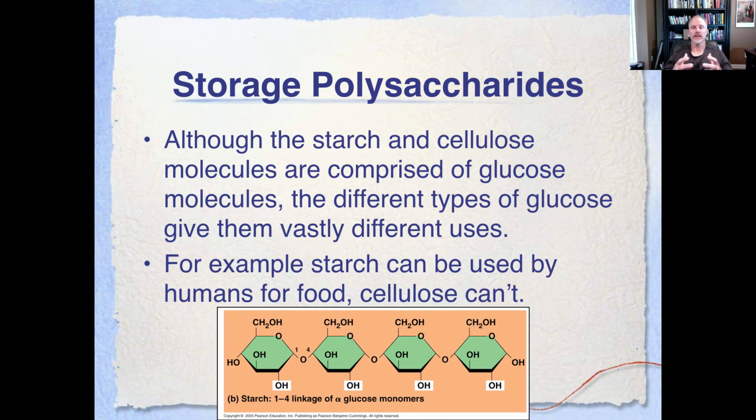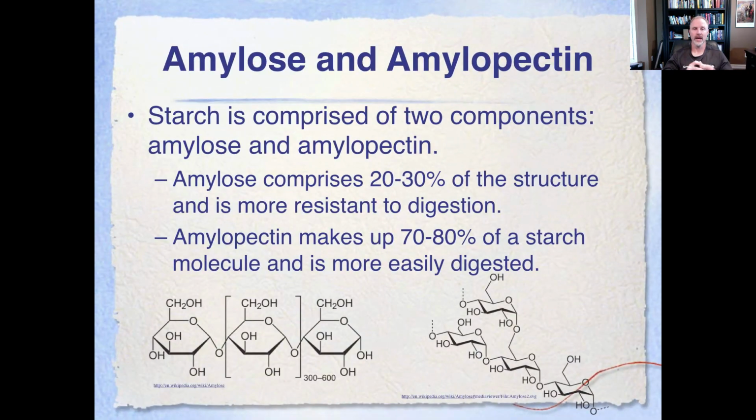Now, some storage types of polysaccharides: we have starch and we have cellulose. And you have different types of glucose, of course, that makes them vastly different. The alpha that's found in starch versus the beta that's found in cellulose means that, again, we can digest starch as an energy source, but not cellulose. Okay? So there's two main components now to starch. You have amylose and you have amylopectin. The amylose makes up about 20 to 30% of the structure and is a little bit more resistant to digestion.